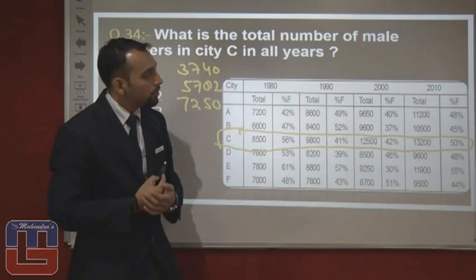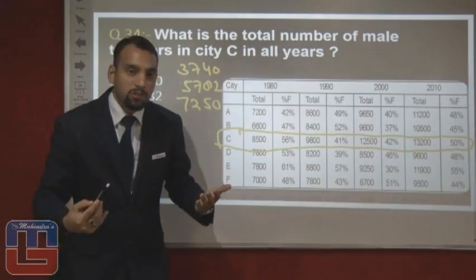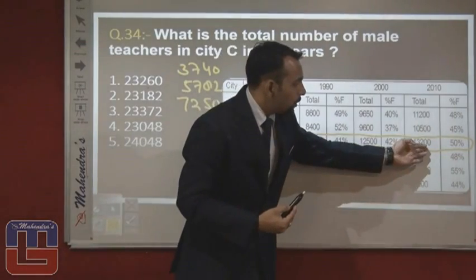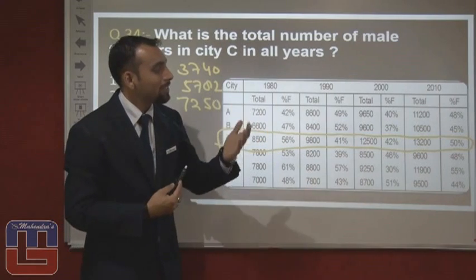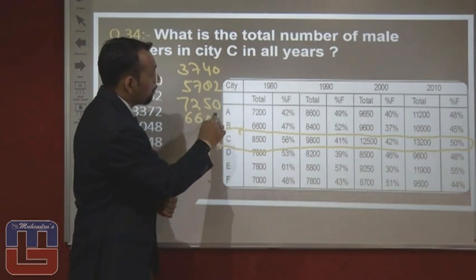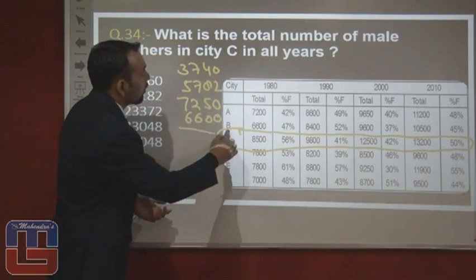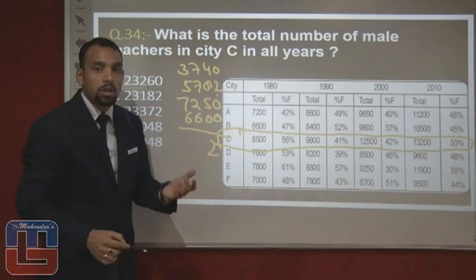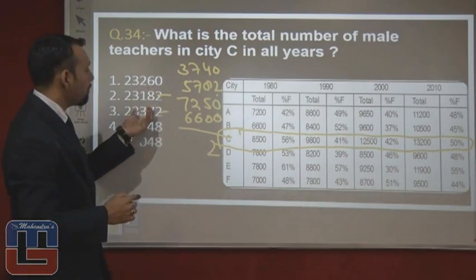7250. Similarly, in the last year, if 50% is female, 50% will be male. So 13200, 50% of that is how much? 6600. All right, and we have to find the sum. Now add. The last digit will be 2. Now see the options.